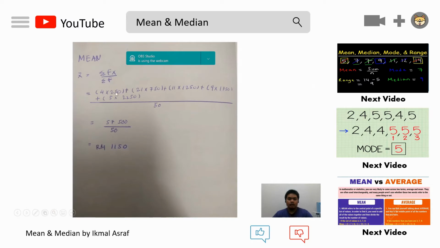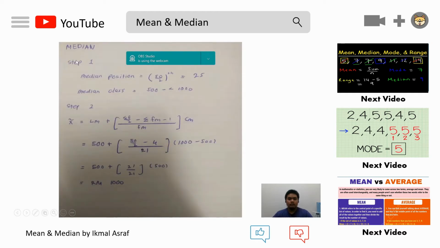So first, to find mean. To find mean, we will use the formula total frequency times midpoint divided by total frequency. 4 times 250 plus 21 times 750 plus 11 times 1250 plus 9 times 1750 plus 5 times 2250 divided by 50. So we will get 57,500 divided by 50. Our mean will be RM 1150.